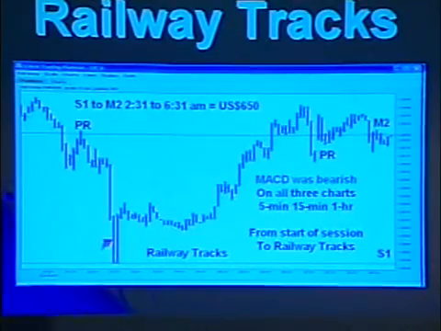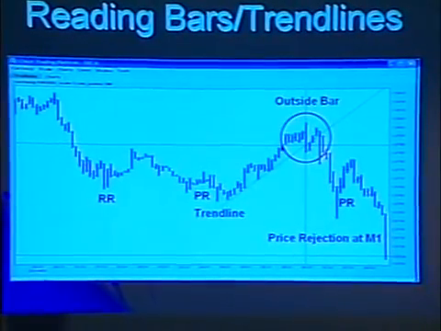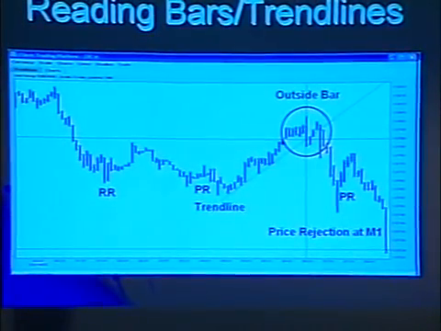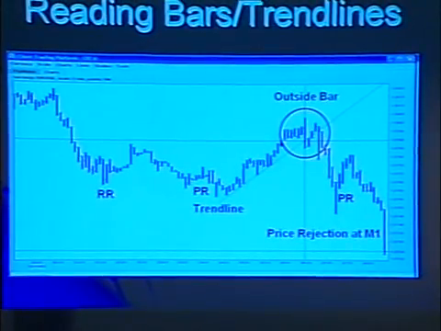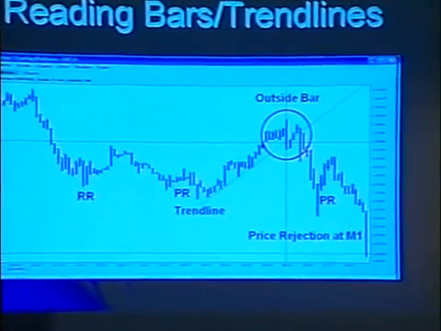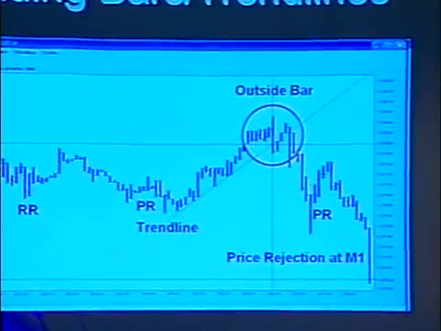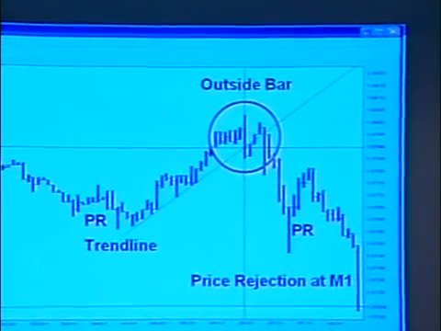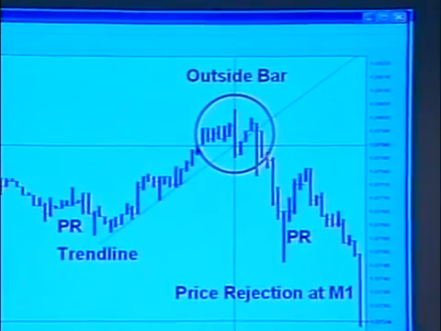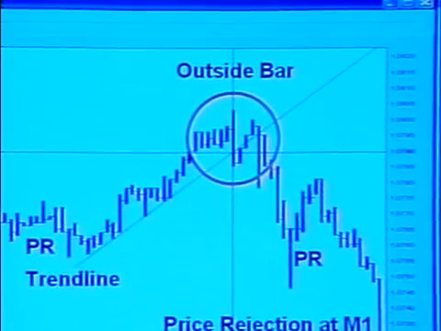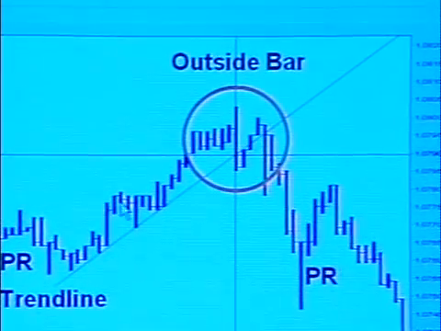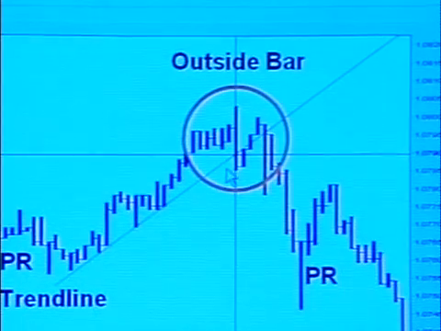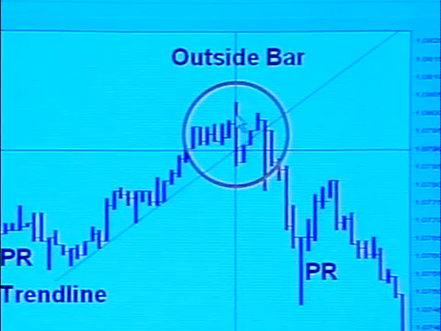Here's railway tracks, very obvious. Here we have an outside bar. For those of you who don't have my report on how to read bars, let me know and I'll send it to you. It'll explain all of this to you. An outside bar is a bar like this one here, where it encompasses the full range of many bars before it.